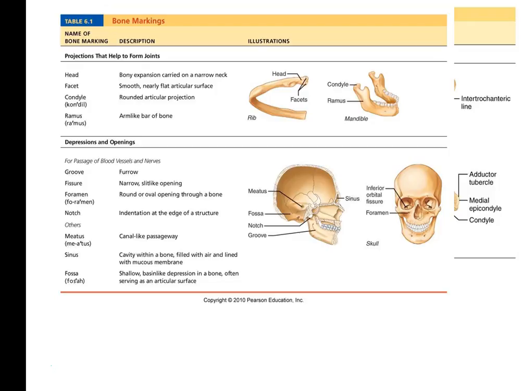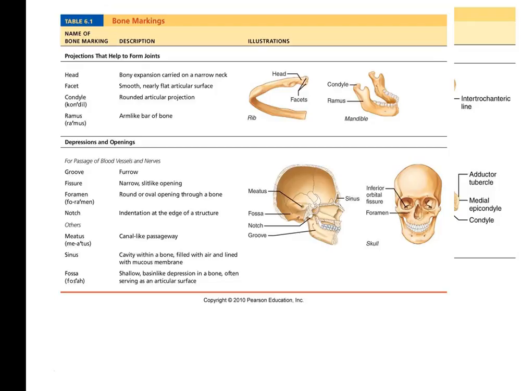A meatus is a canal-like passageway. Your ear canal, your auditory meatus, is a good example: the external auditory or acoustic meatus. A sinus is an air-filled cavity, usually lined with mucous membranes. A fossa is a basin-like depression. You can run your finger up and through it, so it's deeper than a groove. It's a basin-like area, a fossa.